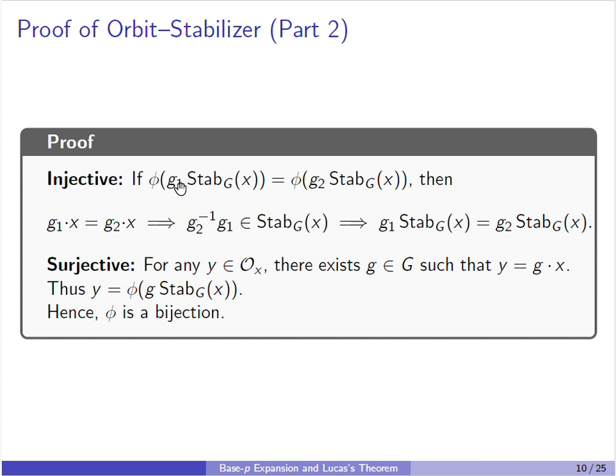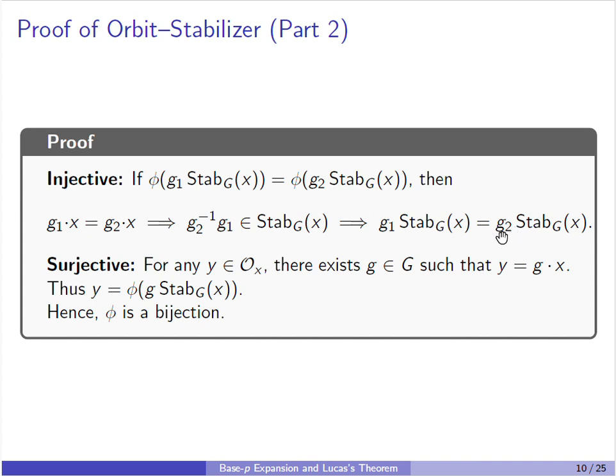Injective: suppose that phi of this element is equal to phi of this element. What it means is that g1·x is equal to g2·x. So you can multiply on both sides by the inverse of g2, which gives you that g2 inverse g1 x is equal to x. So g2 inverse g1 is in the stabilizer, and of course that means that these two cosets are equal.